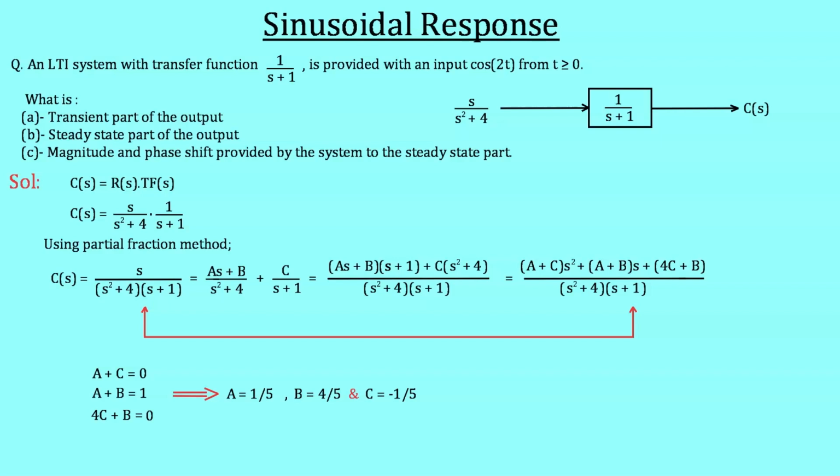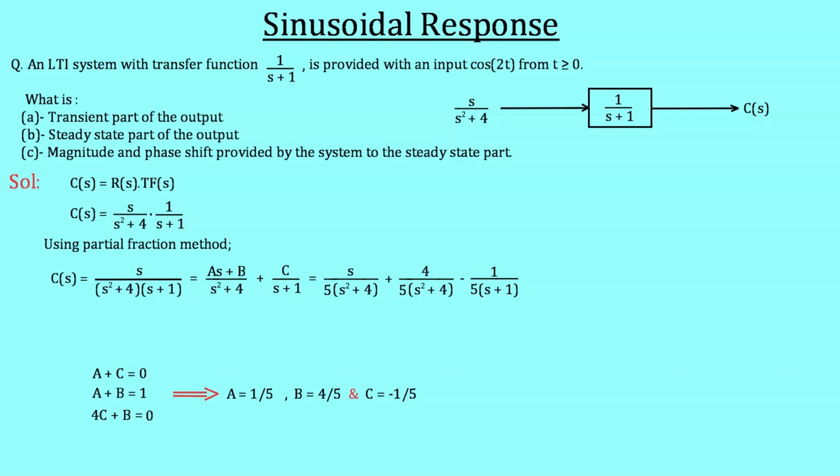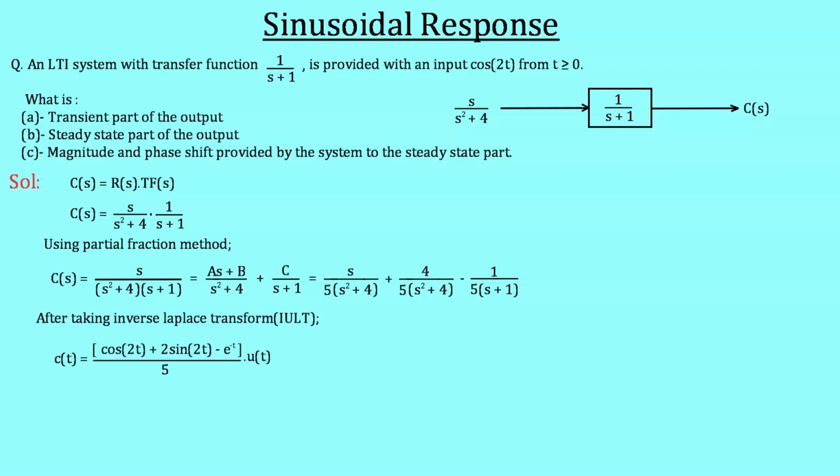Now we have to simply put these values in the equation so that the expression of the output signal gets factored into Laplace transforms of some basic signals. After taking the inverse Laplace transform, we will get the output in time domain to be equal to cos 2t plus 2 multiplied by sin 2t minus Euler's number raised to the power minus t multiplied by the unit step signal, the whole being divided by 5.